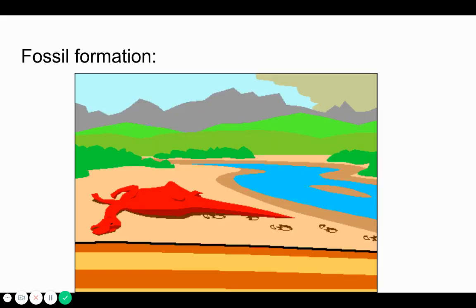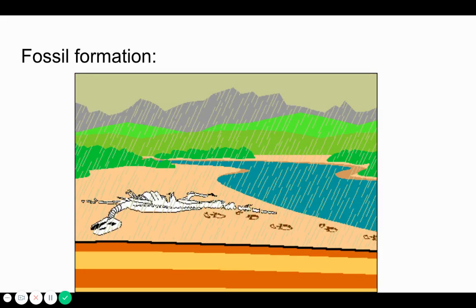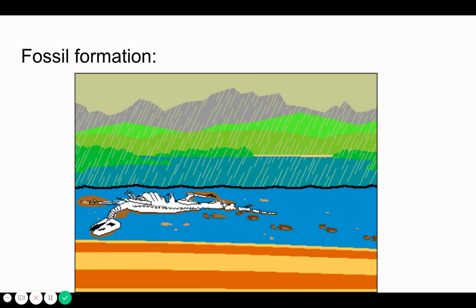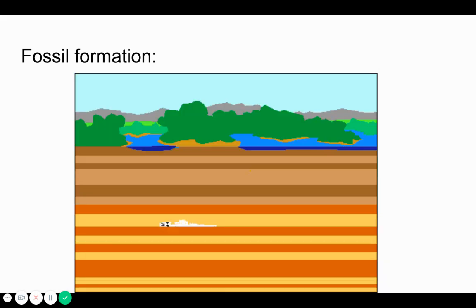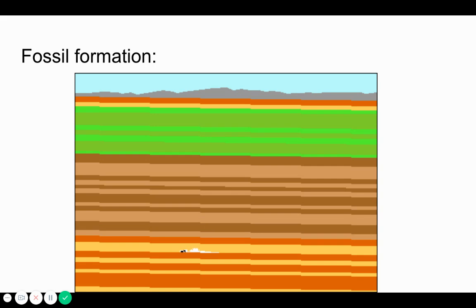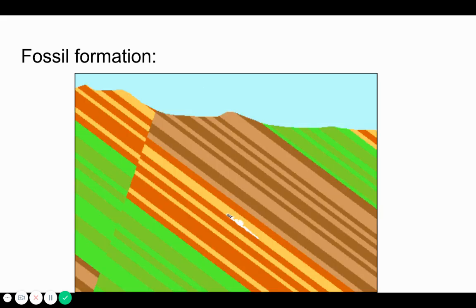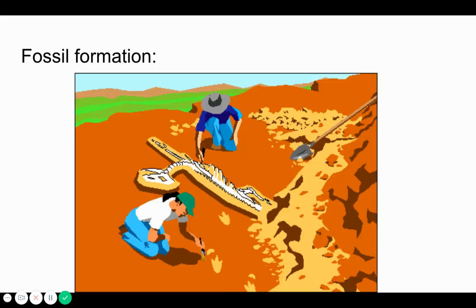Quick fossil recap: organisms live, they die. If they get buried pretty quickly, they can become part of rock strata as fossils. And if the rock then is uplifted, weathered, eroded, something happens so that humans find it, it can be excavated and studied.